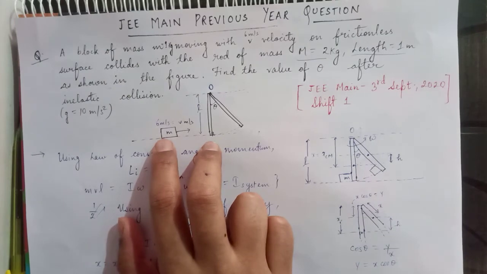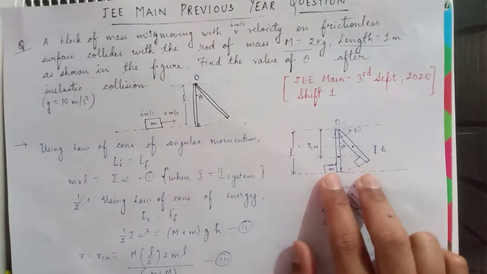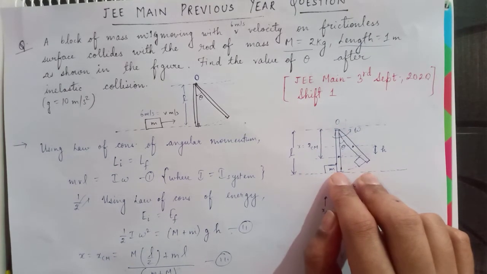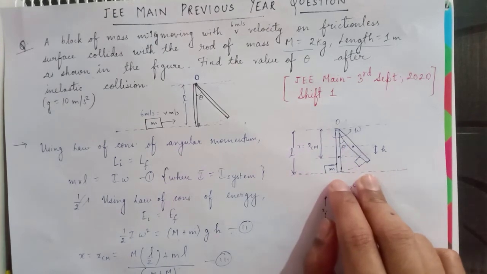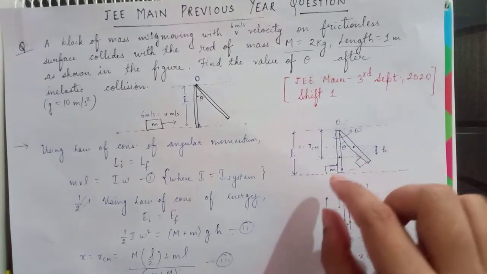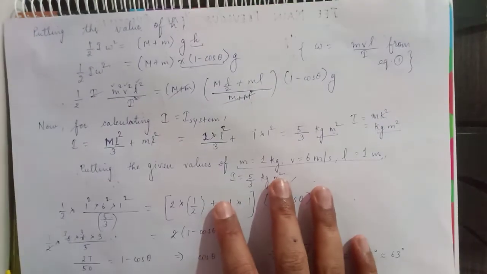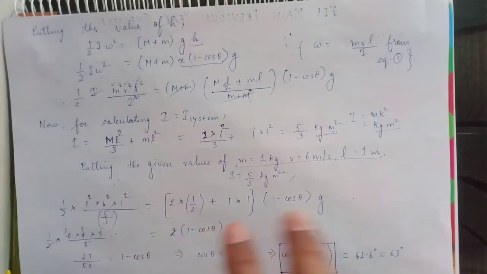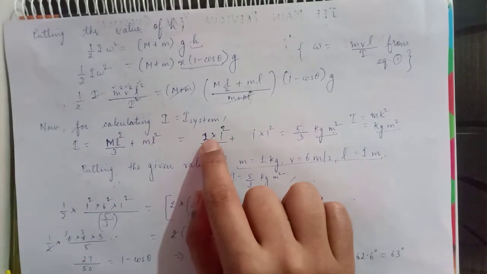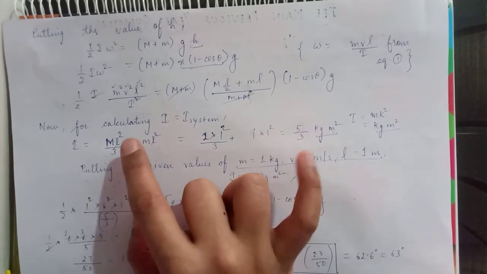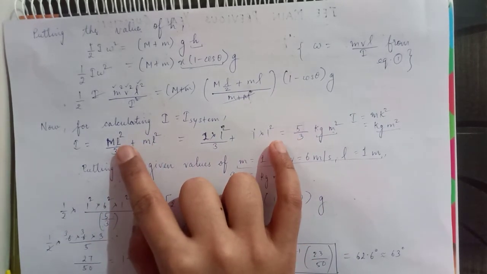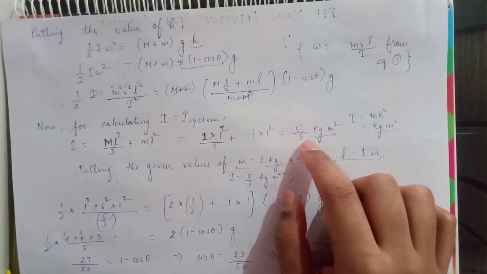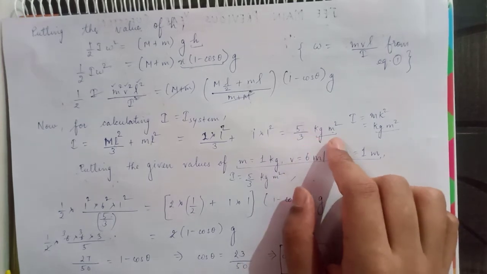And what is the moment of inertia of this block of mass small m about the point of rotation? It's ml square. Okay, mass into distance square. Then we are going to directly put the values which are given in the question. The value of capital M was 2 kg, the value of small m was 1 kg, and the value of small l is 1 meter. So finally we will get the moment of inertia of the combined system as 5/3 kg meter square.